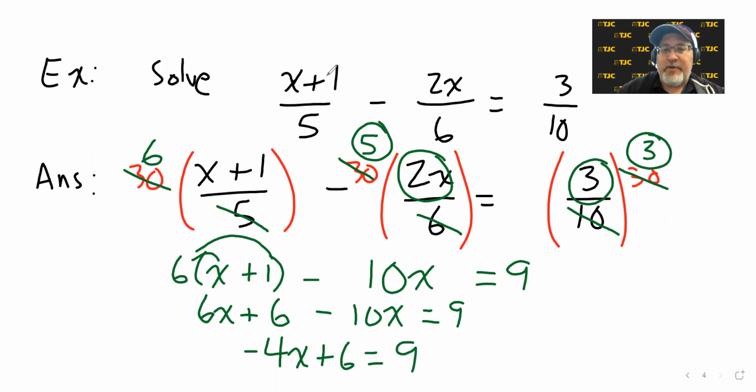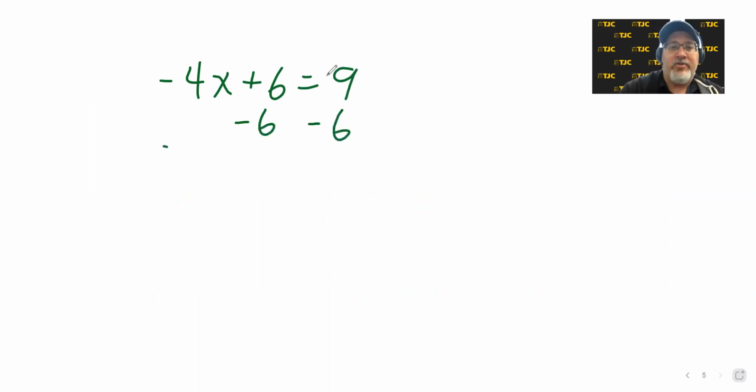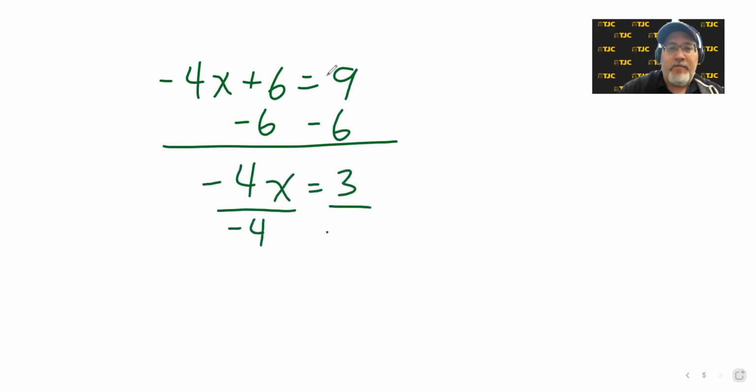Let's move this to the next page. Negative 4x plus 6 is equal to 9. Now it's a basic linear equation. Subtract 6 from both sides to get negative 4x is equal to 3. And then divide both sides by negative 4.